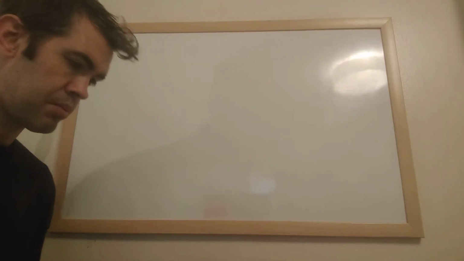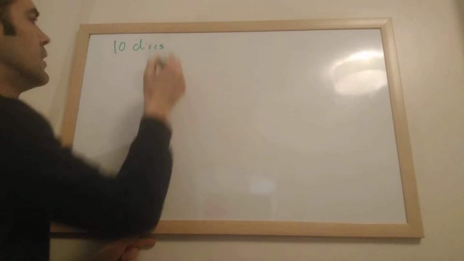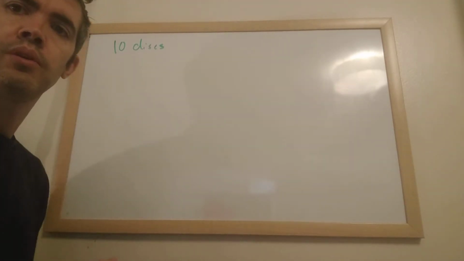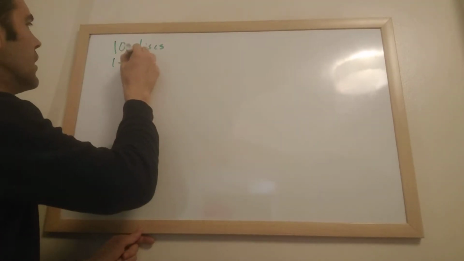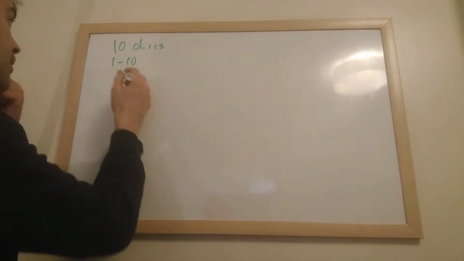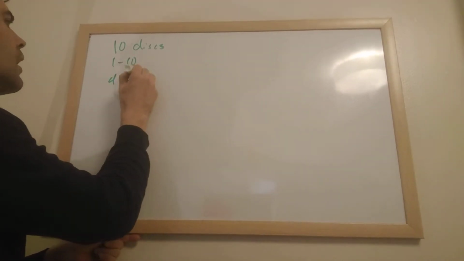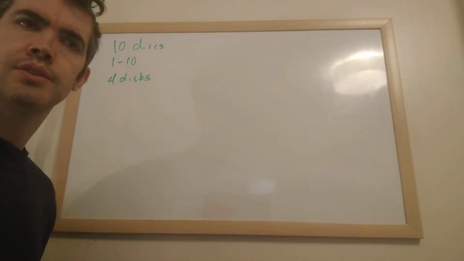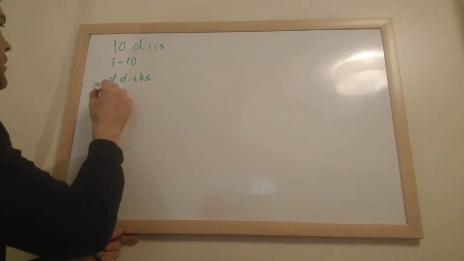All right, so in this problem we have 10 disks. Each of them is labeled with a unique number 1 through 10, which means no repetition or anything. And if we randomly select 4 disks, what are the odds that the range is 7?